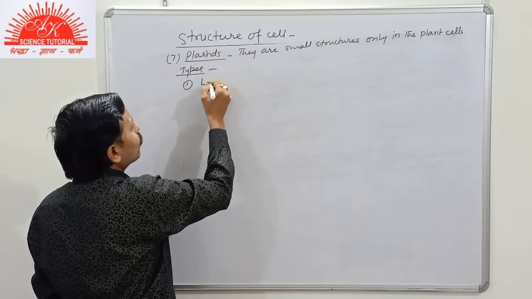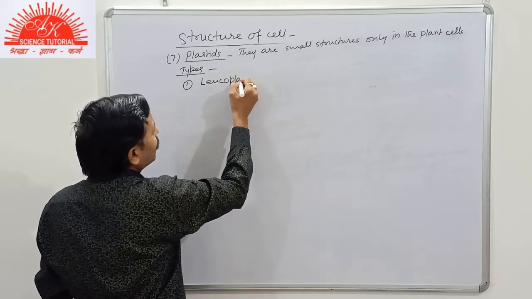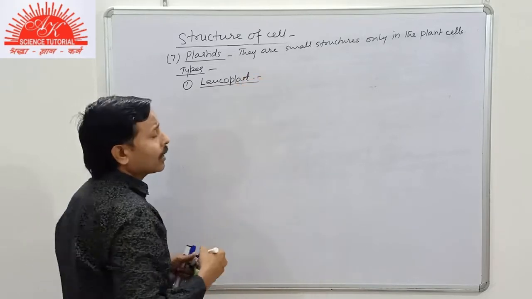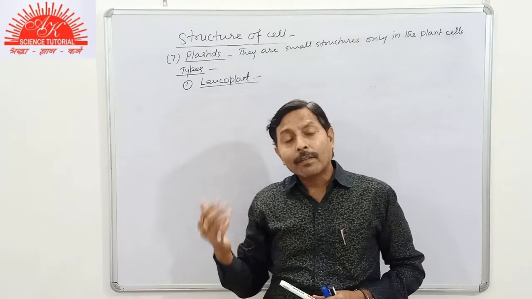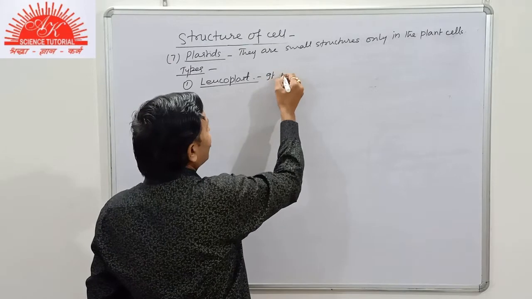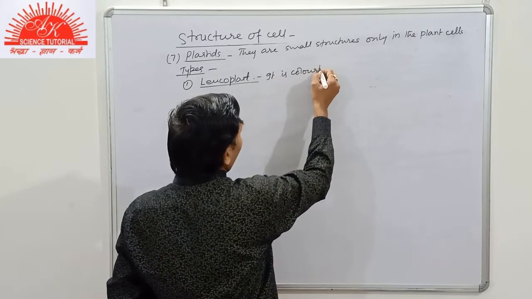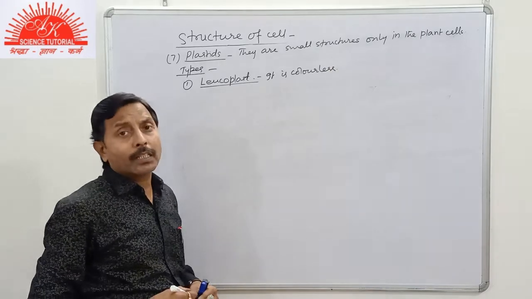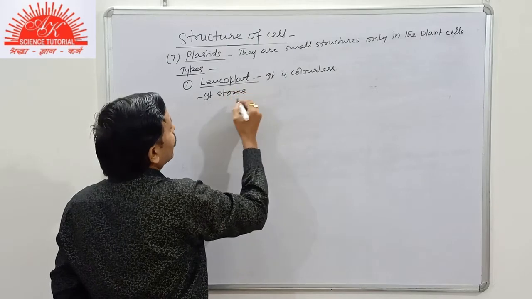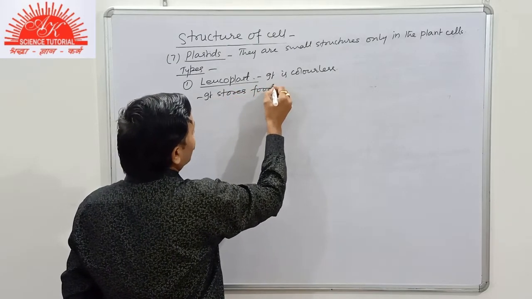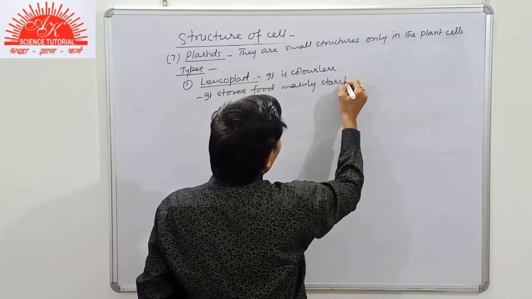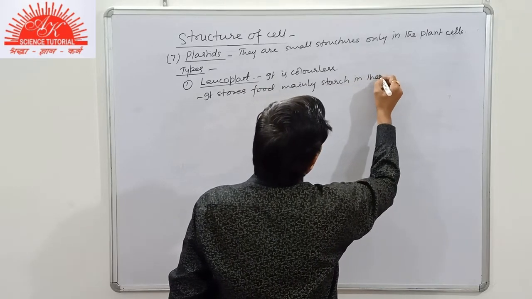First, leucoplast. Actually these three types are on the basis of the type of coloring material, pigments, present in it. Now leucoplast is a colorless plastid and it stores food, mainly starch, in the plant.